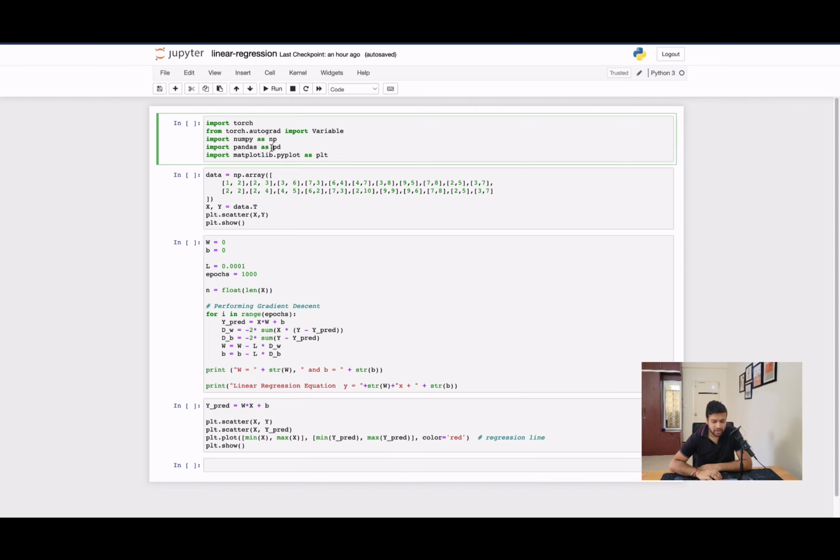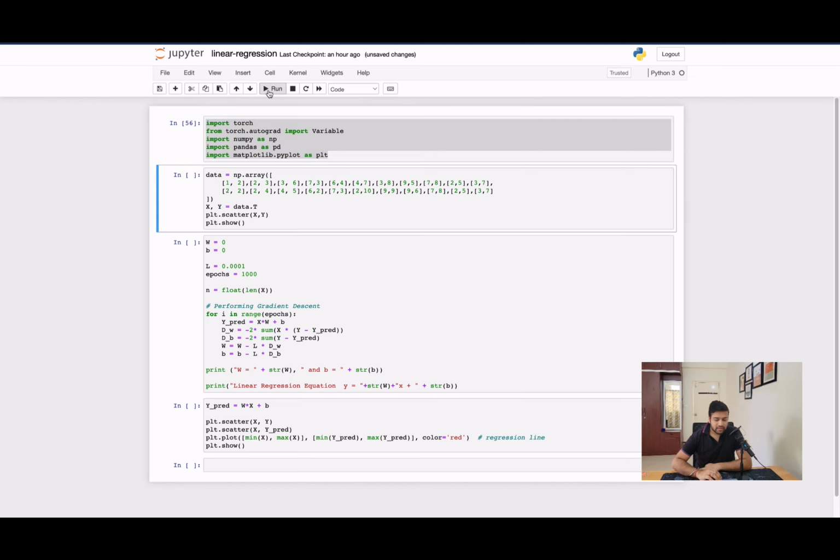So this is my Jupyter notebook where I've created a very small implementation of linear regression. I have not used any library, so everything I have coded by hand so that we understand how linear regression actually works. First things first, we import the libraries that we are using. This is simply importing PyTorch, NumPy, Pandas and matplotlib for plotting our data points.